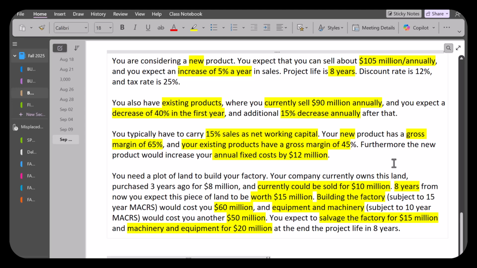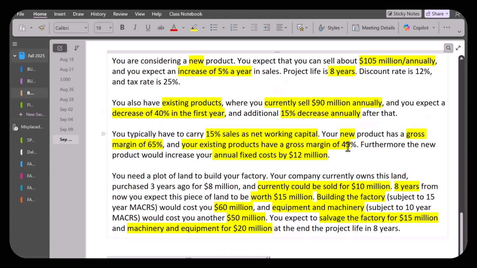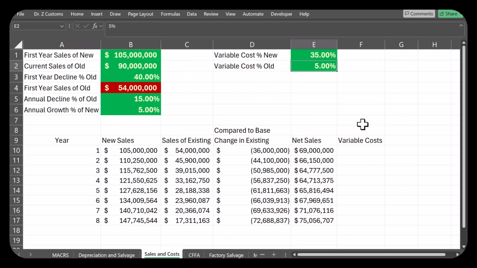So for every $100 of sales I make of the new product, it costs me 35 to put it in place. And for the old, gross margin is 45. Hence, variable cost percentage is 55. Variable cost percentage is 1 minus the gross margin.